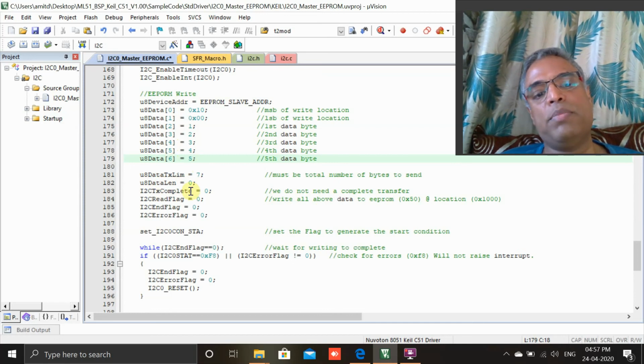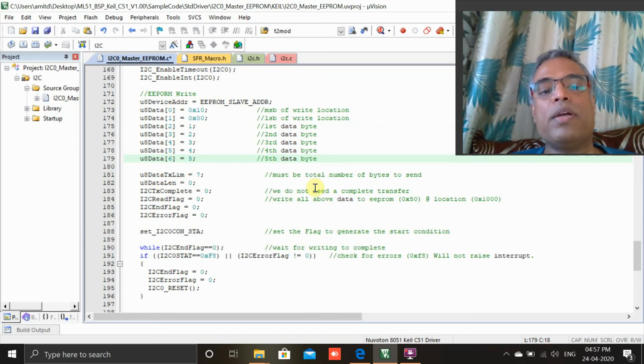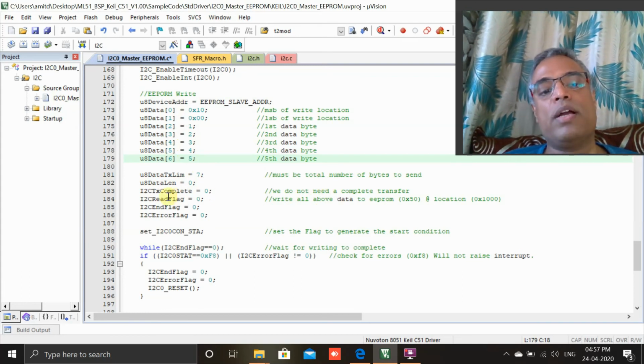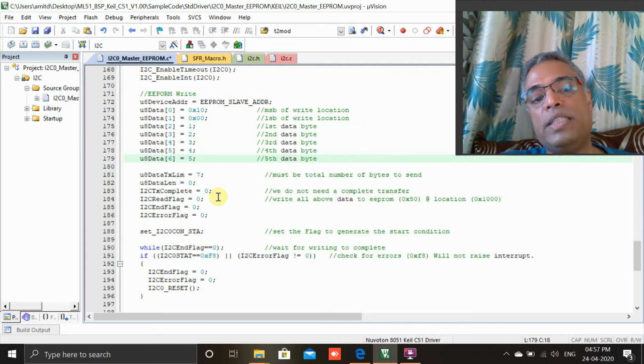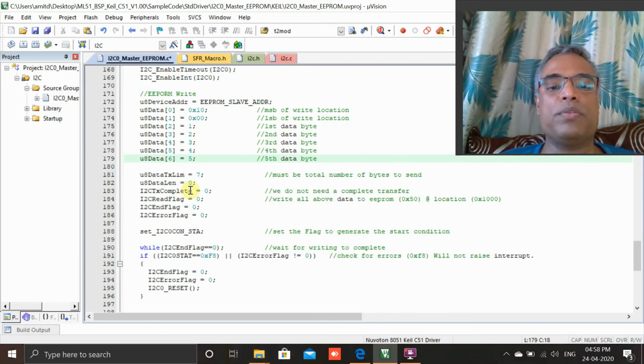I2C TX complete, whether I want a complete transfer or I just want a read or a write. That's important. So here I don't want the complete transfer, because I'm not going to read something from the EEPROM. Complete transfer will be useful only when I'm reading something. Here I just want to write, so I'm not going to use the complete transfer option. Okay, I'm going to keep that as 0.